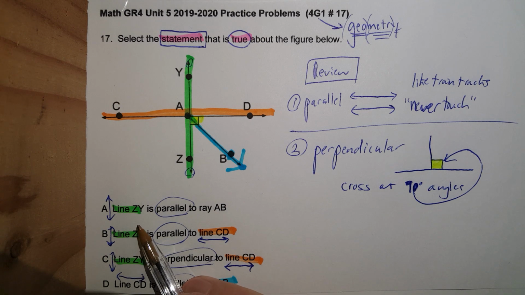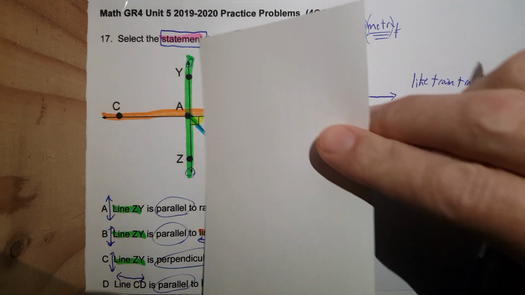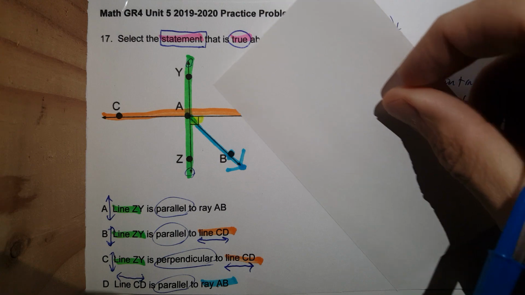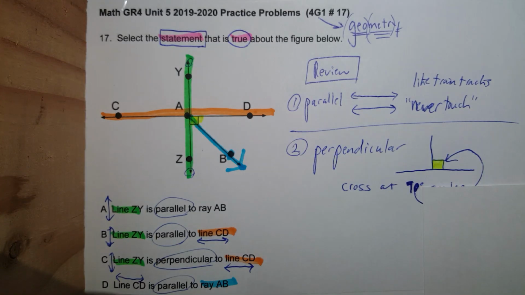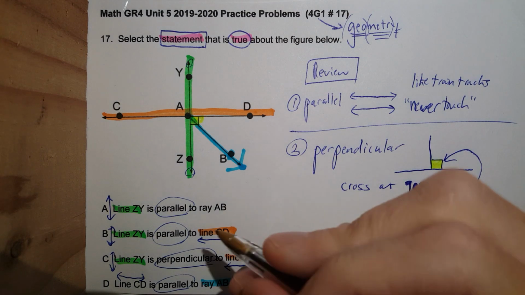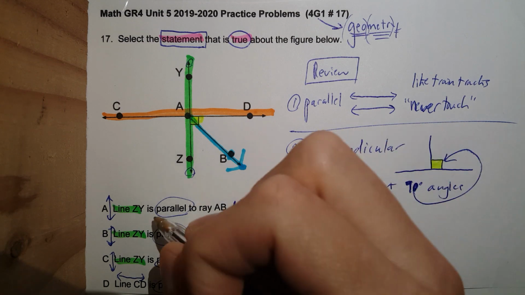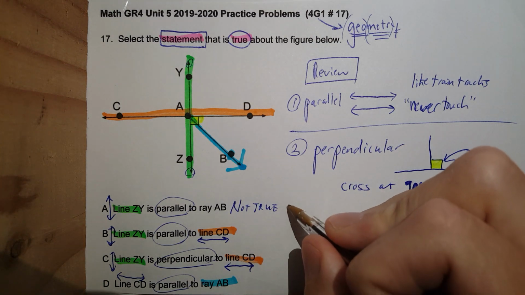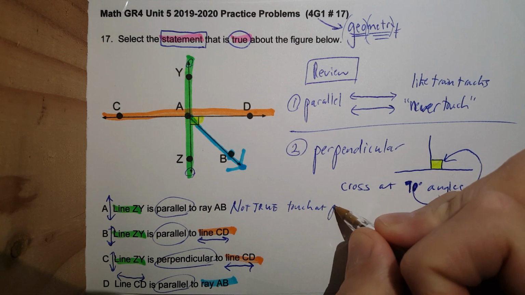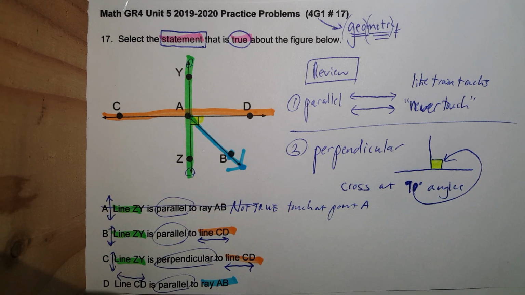Let's go through each statement and see if it's true. Line ZY, which is this line, is parallel to ray AB. Well, they're going to cross. See how that crosses? They cross over each other. So that's not true. In fact, they touch right here at point A. Not true. Let's go to the next one.